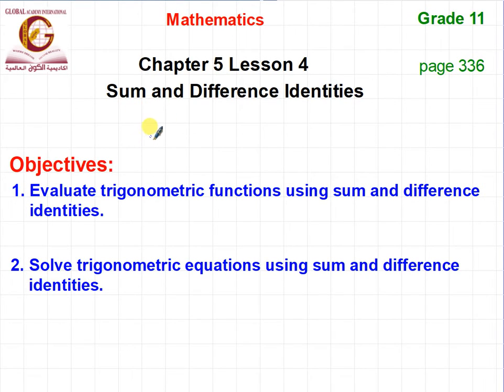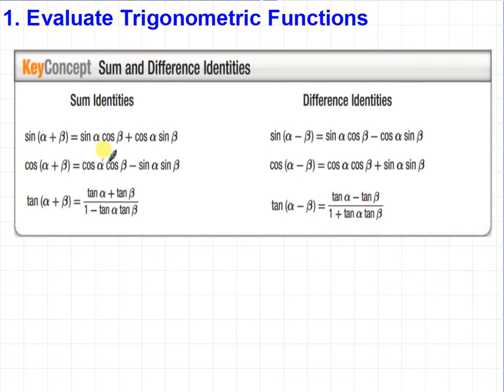In this video we are going to talk about chapter 5 lesson 4, sum and difference identities. This is page 336. The objectives of this lesson are number 1, evaluate trigonometric functions using sum and difference identities. Number 2, solve trigonometric equations using sum and difference identities. Okay, so first let's see what the sum and difference identities are.